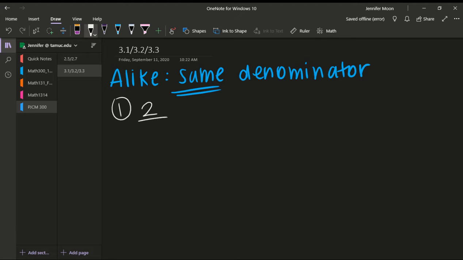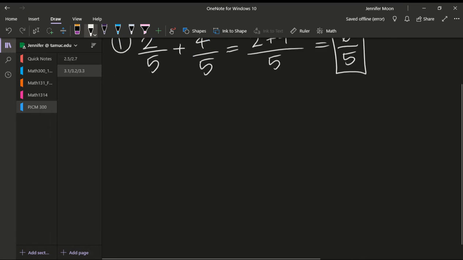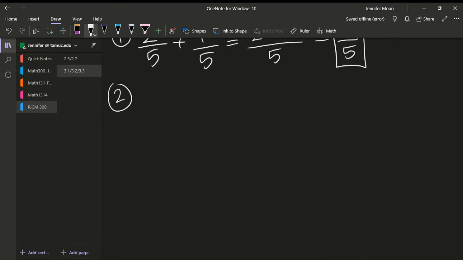If we have 2 over 5 plus 4 over 5, they're fractions. There's an operation sign. What is it telling me to do? It wants me to add. First and foremost, do they have the same denominator? If they do, what you do is you add the top and you keep the bottom. 2 plus 4 is 6. Keep your denominator.